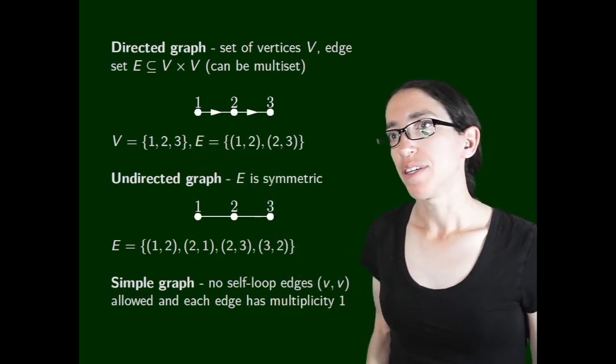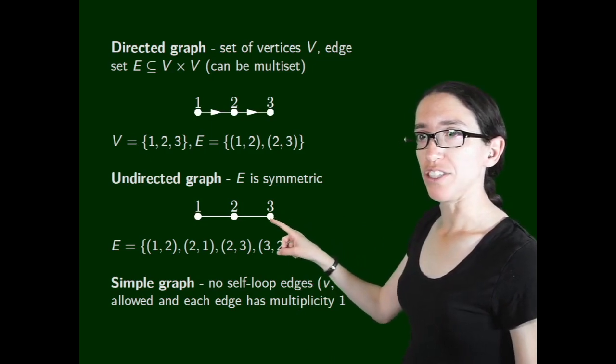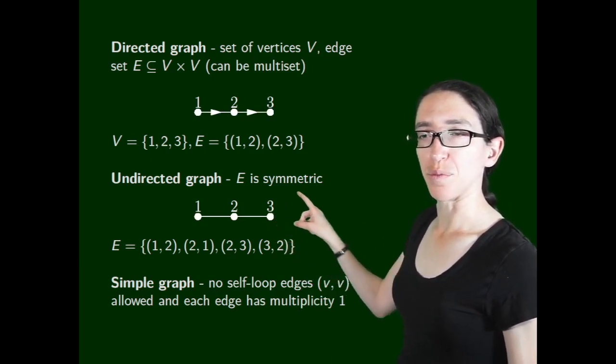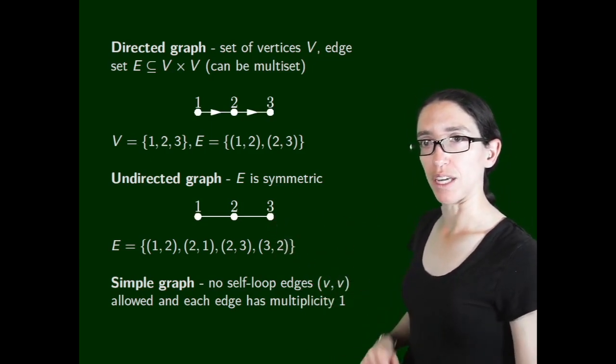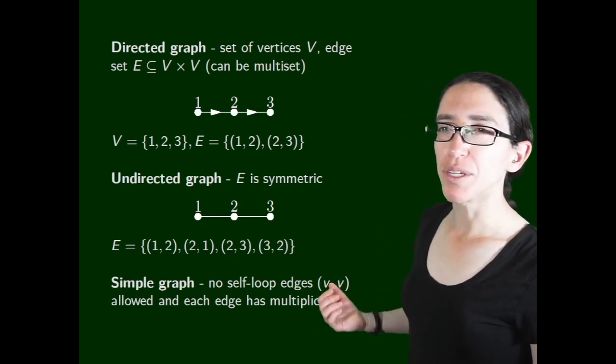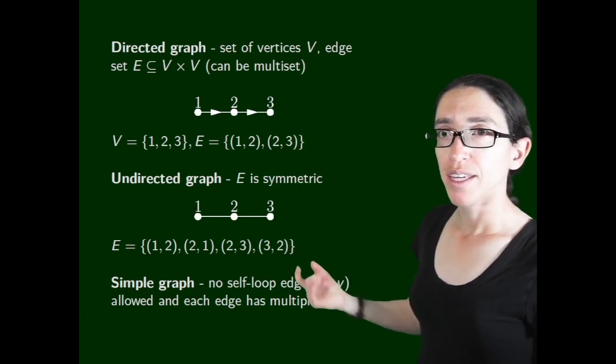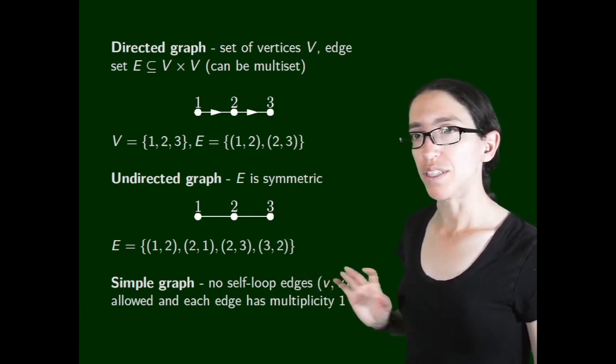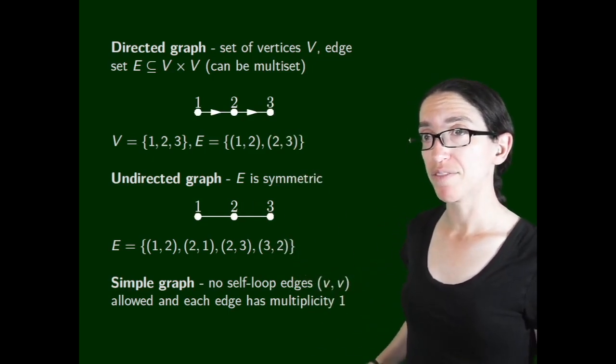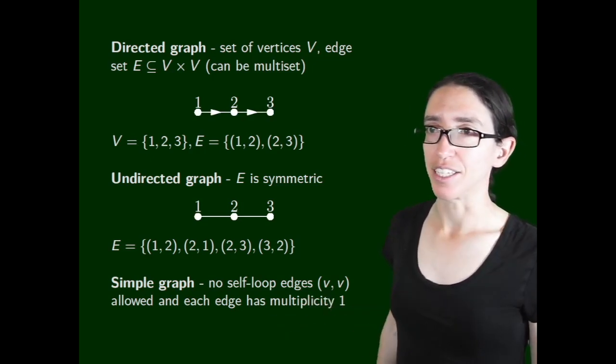A simple graph is a graph with no self-loop edges, so no 3, 3 here that would make a little edge from 3 to 3, or V, V in general. And each edge has multiplicity 1, meaning we're not allowing it to be a multi-set if it's a simple graph. Each edge just occurs once. Most of the graphs that we deal with in this course will be simple graphs, but it's nice to know that we don't need that condition in general.